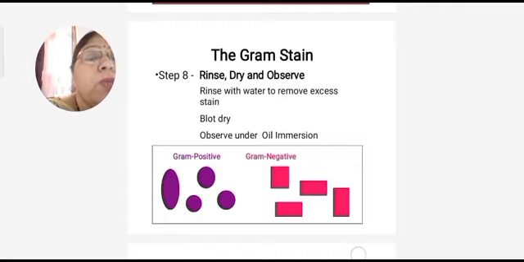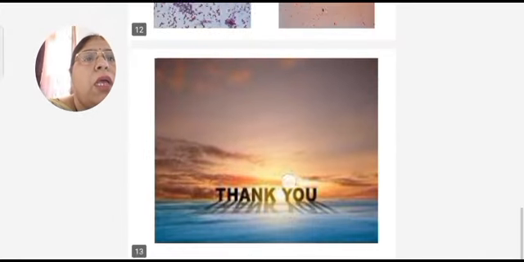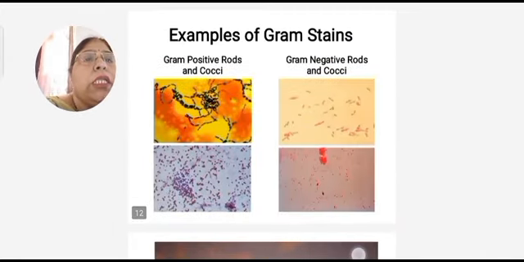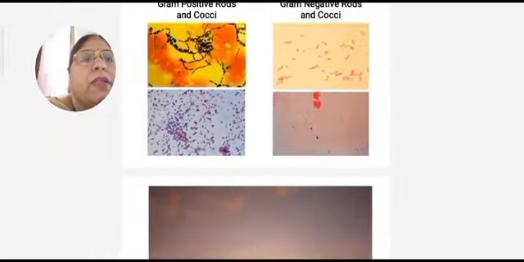After finishing the staining process, the slide is observed under the microscope. The microscopic view of gram staining is shown in the figure. Gram-positive rods and cocci will appear as violet because they take the primary stain, and gram-negative rods and cocci will appear as pink because they take the counterstain, that is safranin.